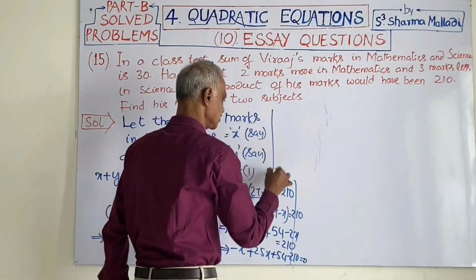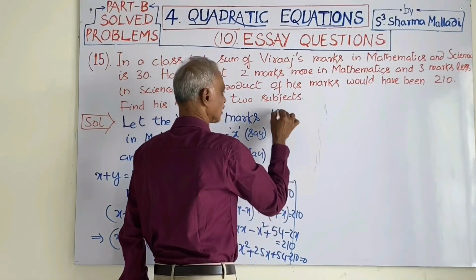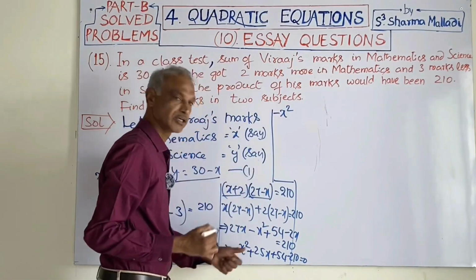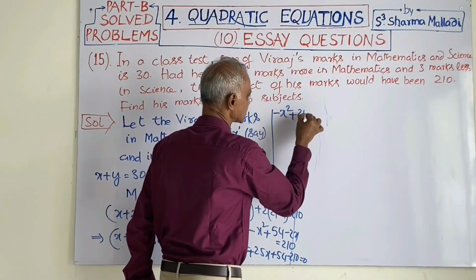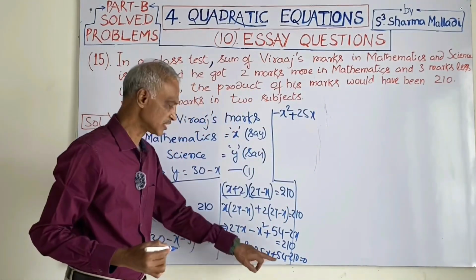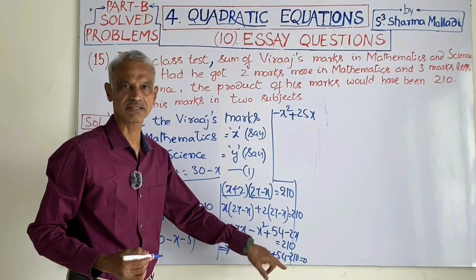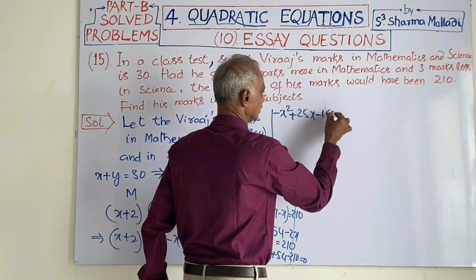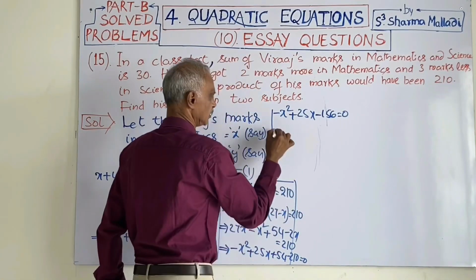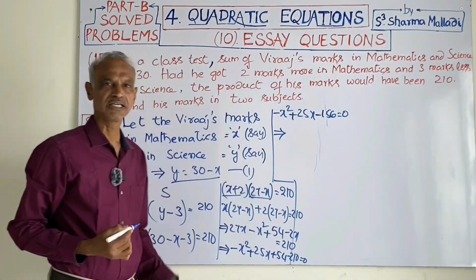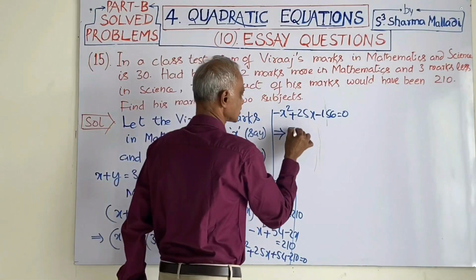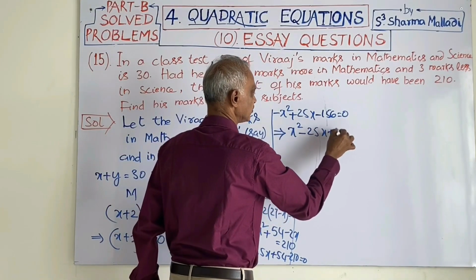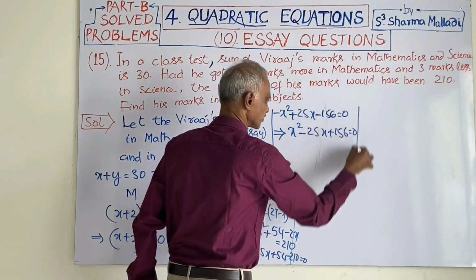Now the equation you will get is minus X square plus 25X plus 54 minus 210, which is minus 156, is equal to 0. Now you take minus common. This equation becomes X square minus 25X plus 156 is equal to 0.